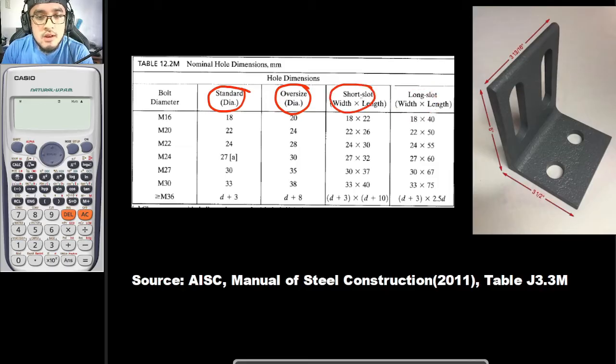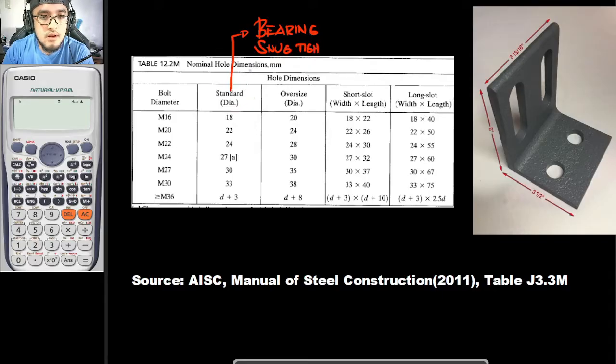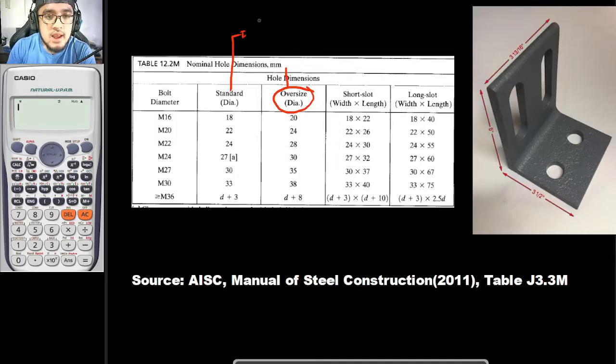Where do we use standard diameter, oversized diameter, short slot, and long slot? Your standard diameter is used for both bearing type and snug tight. Ay, mali pala, hindi pala snug tight: bearing or slip critical, I should say, not snug tight. And your oversized diameter is only used for slip critical connection, so it is not allowed for bearing type.